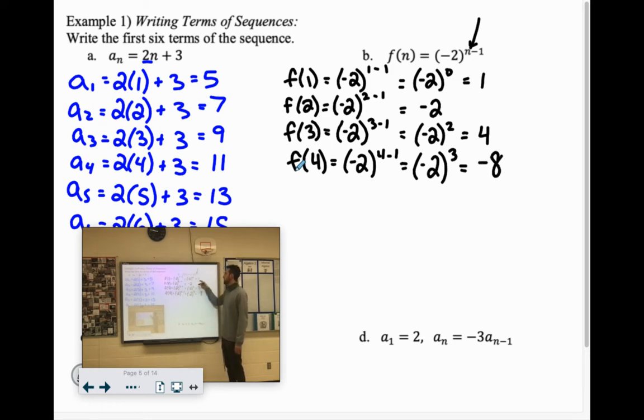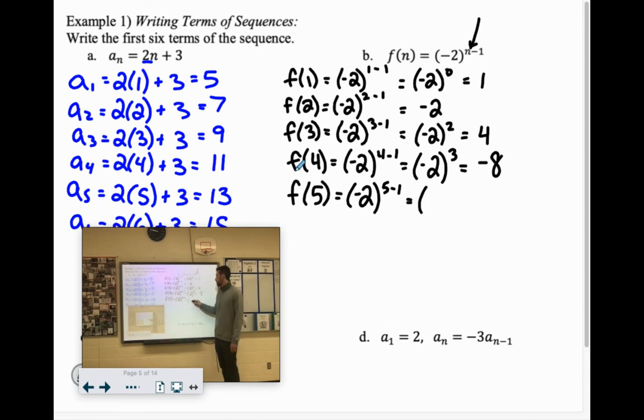And again, you can look at the pattern. We're multiplying by negative 2 each time. So f of 5 equals negative 2 to the 5 minus 1 power, which would give you negative 2 to the 4th power. If you have a negative number in parentheses to an even exponent, it will come out positive. So it will come out to 16.